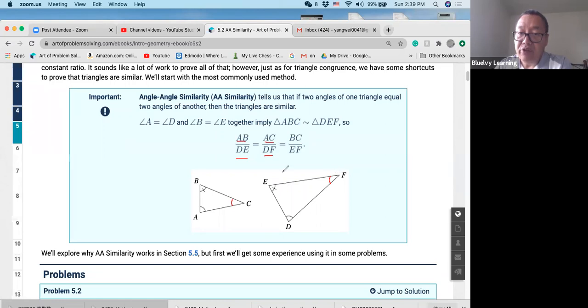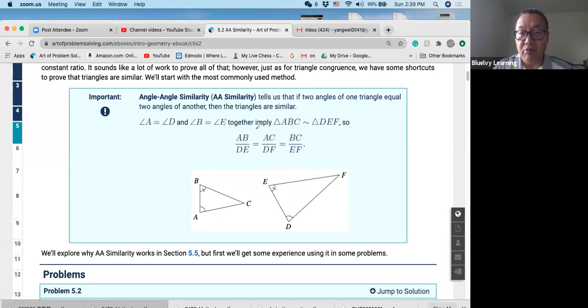Then here you need to write DF, corresponding to angle E because angle B equals angle E. Then BC corresponds to angle A, right? Then EF corresponds to angle D, okay? So in this way, you need to know that for any two triangles, if we have two pairs of corresponding angles that are congruent, we guarantee these two triangles are similar.